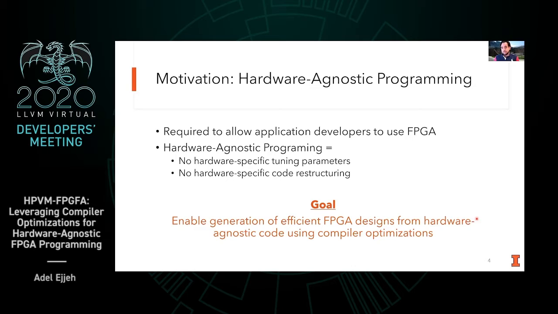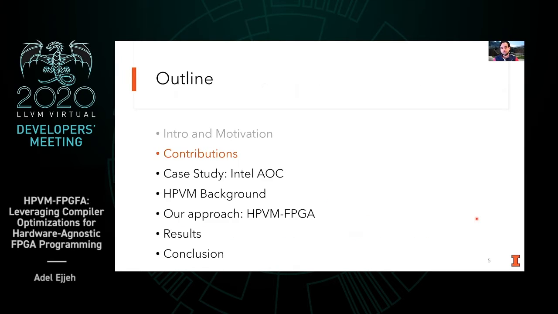Therefore, there is a need for a hardware-agnostic design flow that would allow application programmers to use FPGAs without requiring any hardware-specific parameter tuning or any hardware-specific code restructuring for FPGA performance. Our goal in this work is to use compiler optimizations to enable such a design flow.